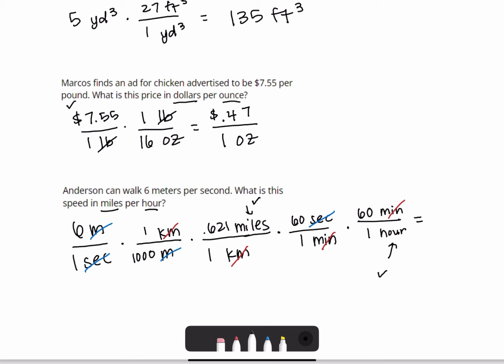So on the scientific calculators, it has math print, so you can actually make it look exactly like what your paper has. You can do the ones too, if that helps you type it into your calculator. I'm just typing all this in. And I got 13.4136 miles per hour.